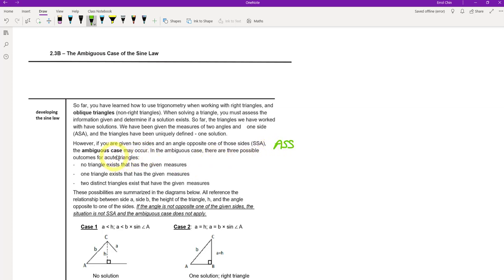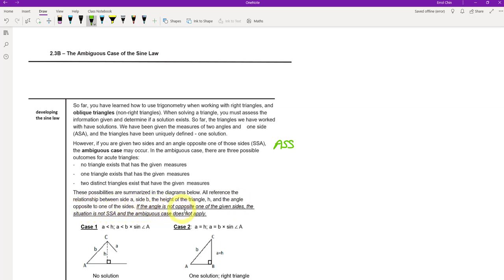It says here, the three possible outcomes for acute triangles are as follows. The word acute just means all the angles are less than 90. All right, so no triangle exists. So that's a possible outcome if you get an ASS. No possible triangle, you get exactly one triangle, or you get possibly two different triangles. All right? So the possibilities are summarized in the diagrams below. All references and relationships between sides a, b, and the height of the triangle h, and the angle opposite one of the sides.